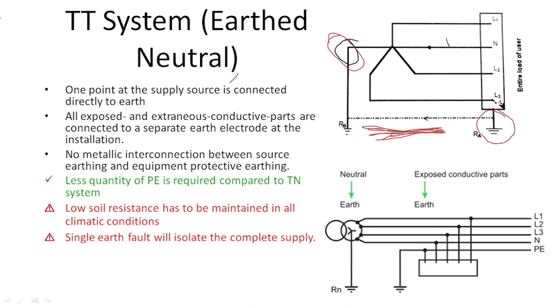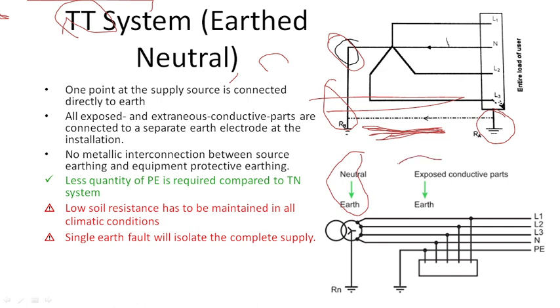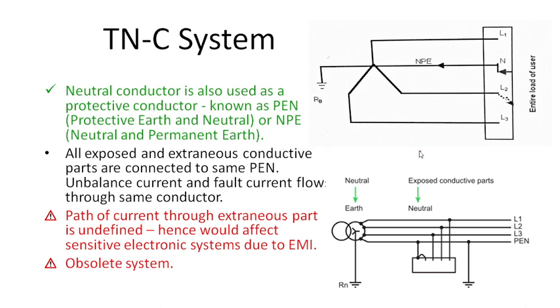So how this name came is because you have the neutral point which is connected to earth, whereas you have your earthing portion, that is the metallic parts, also connected to earth. Since earth, earth, therefore TT.